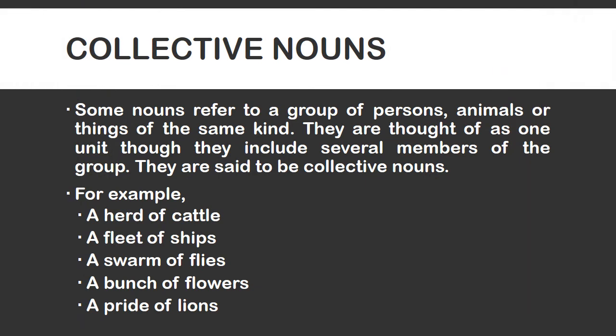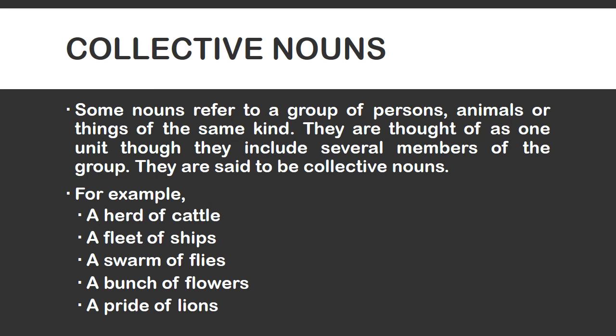Collective noun is a noun that names a group of people or things, such as flock or squad. Some nouns refer to a group of persons, animals, or things of the same kind. They are thought of as one unit, though they include several members of the group. They are said to be collective nouns. Hence, we use the article a, like it is considered a single unit. A herd of cattle, a fleet of sheep, a swarm of flies, a bunch of flowers, a pride of lions.